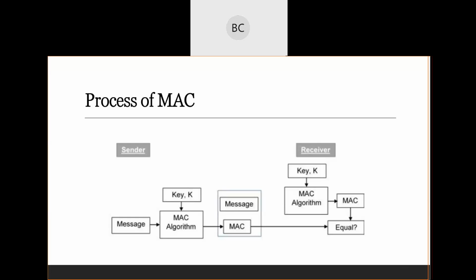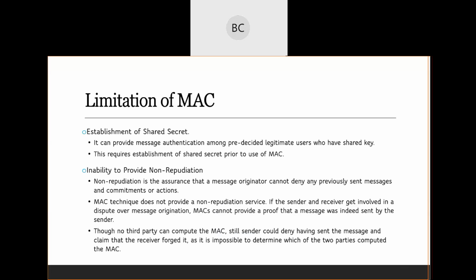So okay. Next, what are the limitations of MAC? MAC also has certain limitations. What are the limitations? One is the establishment of a shared secret and the other is the inability to provide non-repudiation. These are the two main limitations of MAC.